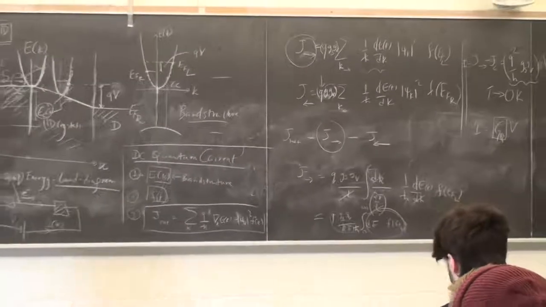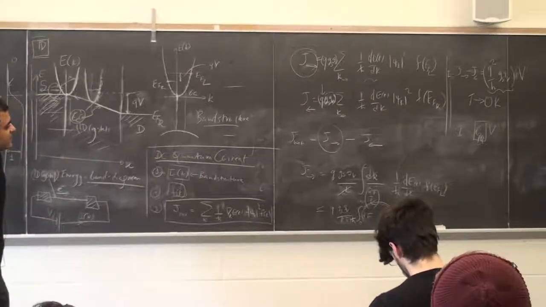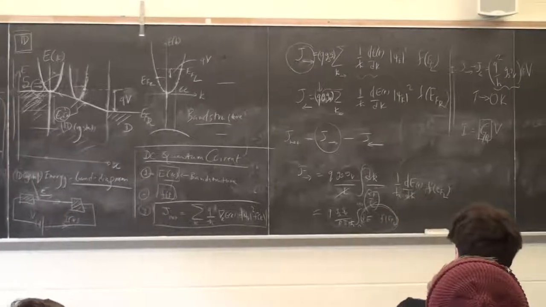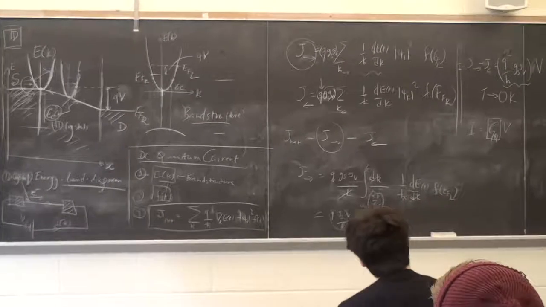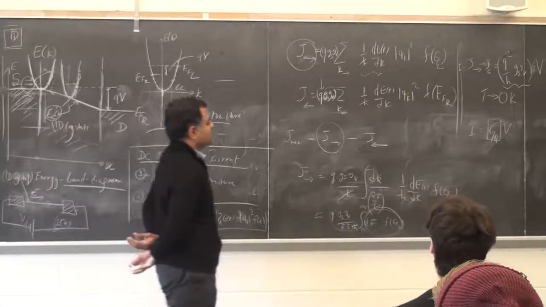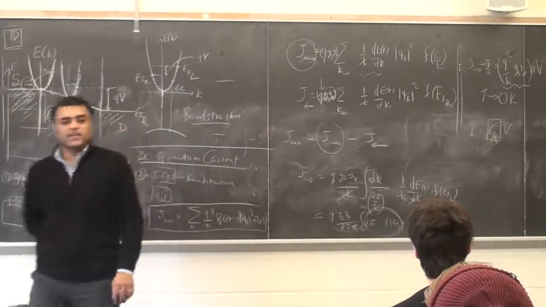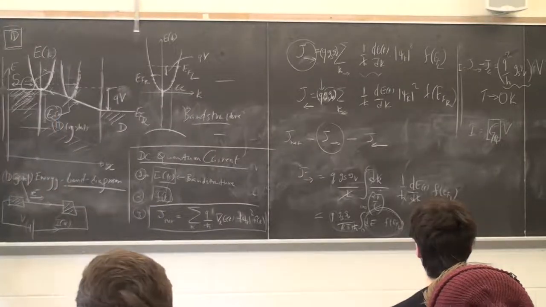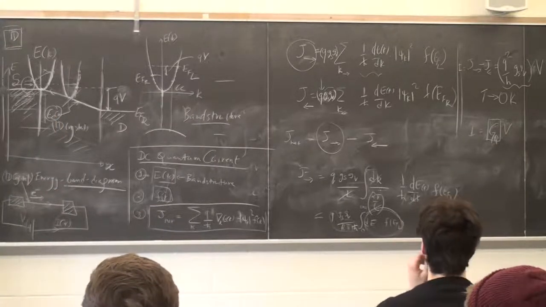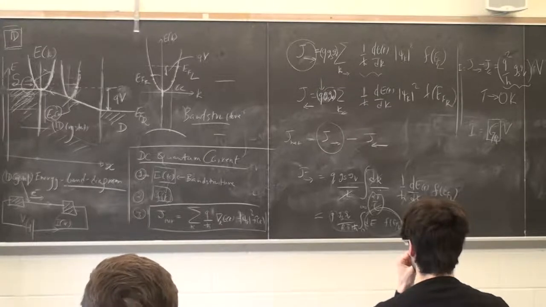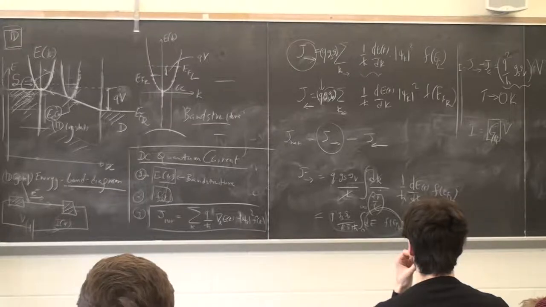When you're doing the integral, can you set EFR, let's say, to 0? That's a very good question. In this problem, set EF L minus EFR equal to QV. But you are saying that you need both values? Why can't you shift the energies and set one to 0?